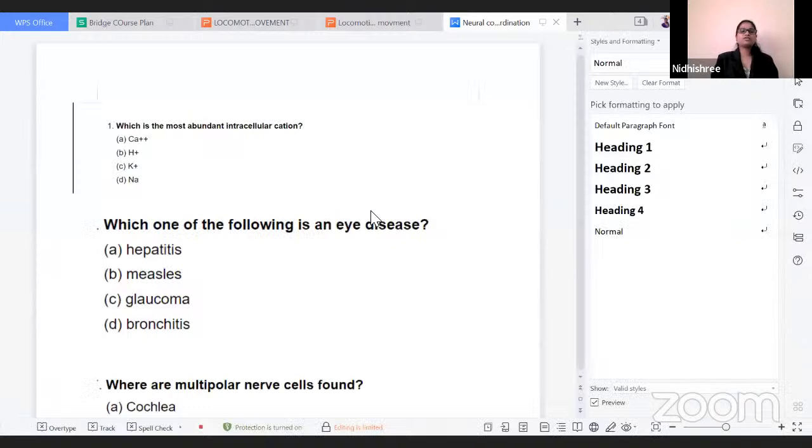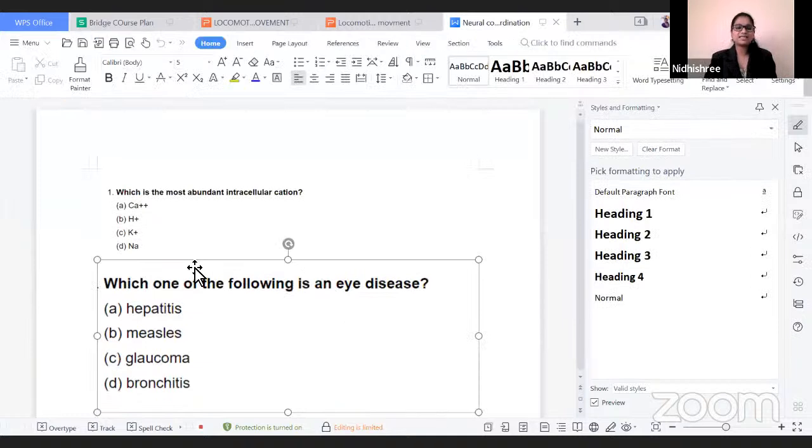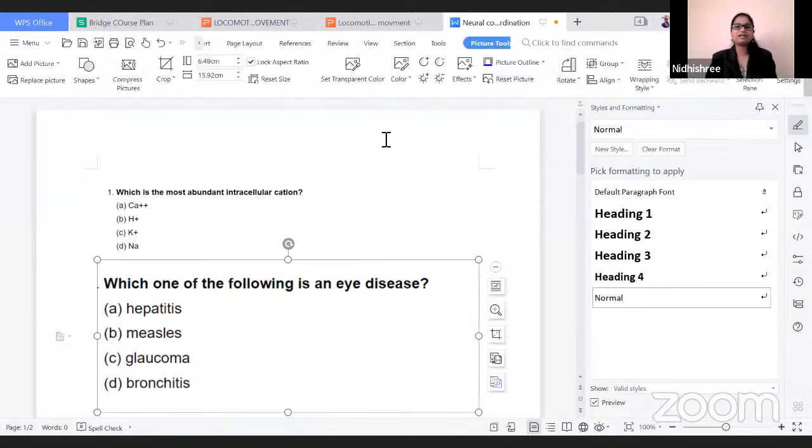Okay. The first question is, which is the most abundant intracellular cation? I repeat, which is the most abundant intracellular cation? Option A, calcium plus plus. Option B, H plus. Option C, K plus. Option D, Na plus. Yes, who is going to answer this first? 5, 4, 3, 2, 1. Kanchanaraj option A, Lohit option C, Saumenaraj option A, Amruta option A.